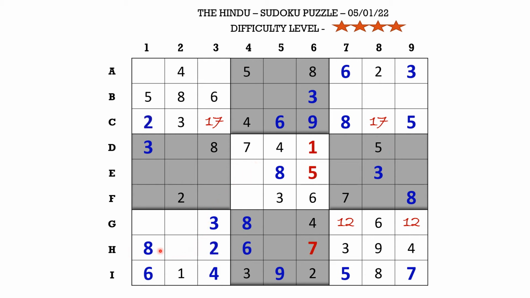In row H, there are only 2 missing numbers now. The missing numbers are 1 and 5. There is a 1 here, so this cell takes 5, and H5 takes 1. Now in this 8th block, there is only 1 missing number, that is 5.